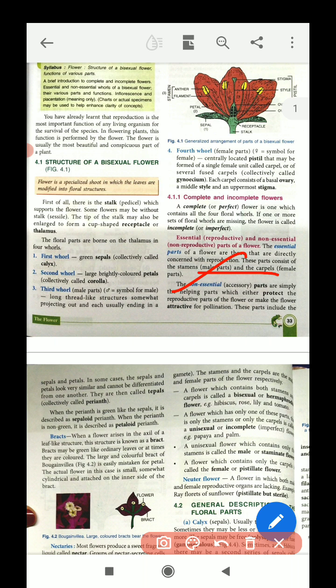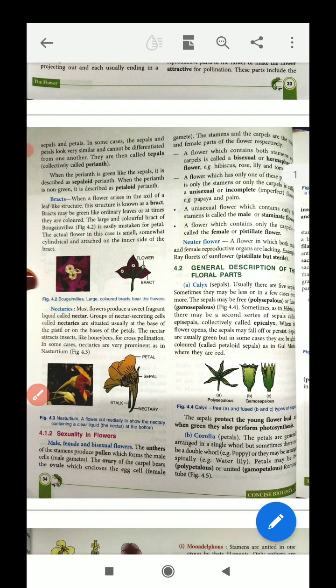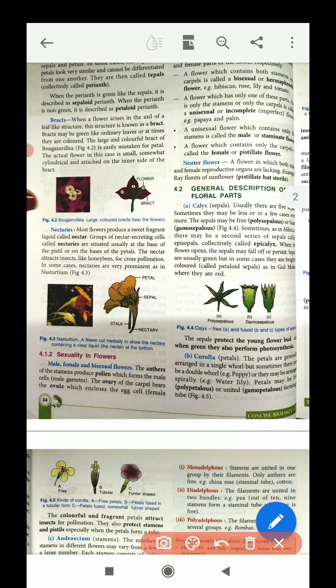In some plants, in some types of flowers, sepals are not present, and petals are not present. A petal-like formation is there, which is known as bracts. So here we will learn what bracts are. When a flower arises from the axil of a leaf-like structure, that structure is the bract. The example of the presence of bracts is bougainvillea.